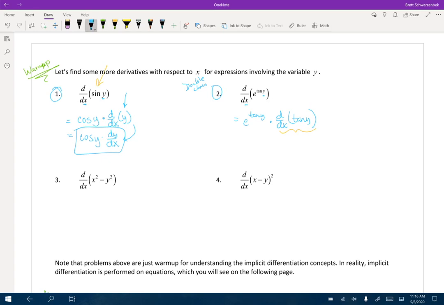Well, we know the derivative of tangent y. Note again, the variables are different. So we would say the derivative of tangent, the outer function, is secant squared. We bring along the inner function, and then we take the derivative with respect to x of the inner function, and this itself is just dy/dx. All right, so that means we can write this all out by saying e to the tangent y, secant squared y, dy/dx.